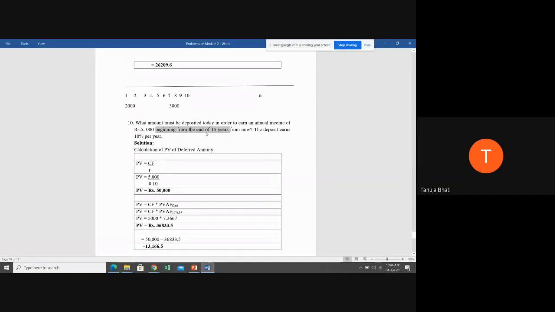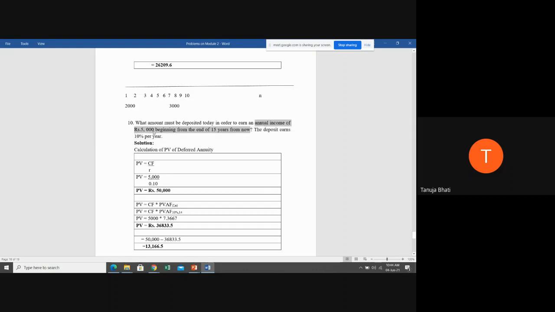Beginning from the end of 15 years means the annual income of 5,000 should start from the end of 15 years. It is to be interpreted like this. The question may try to confuse you, "beginning from the end of 15 years", so you will think it is annuity due. But no, students, understand what the sentence actually means.